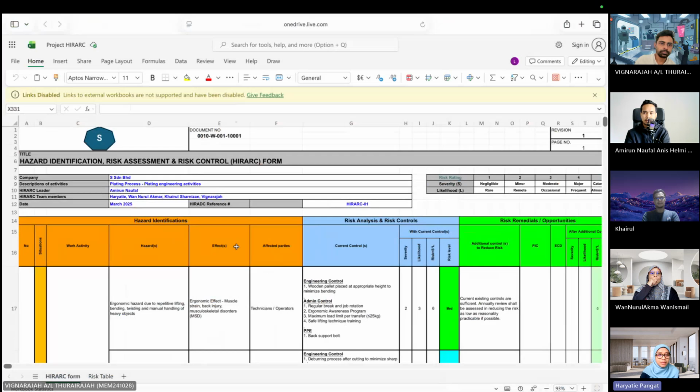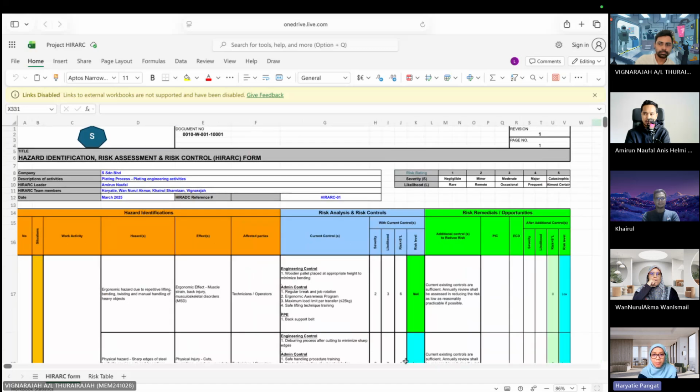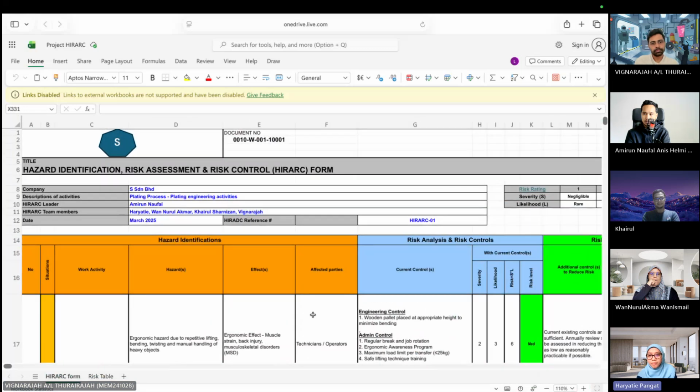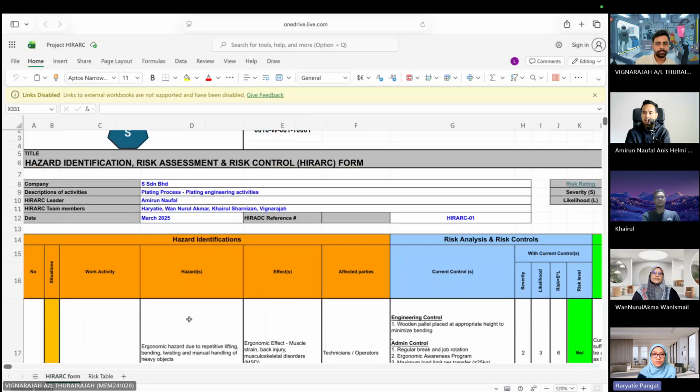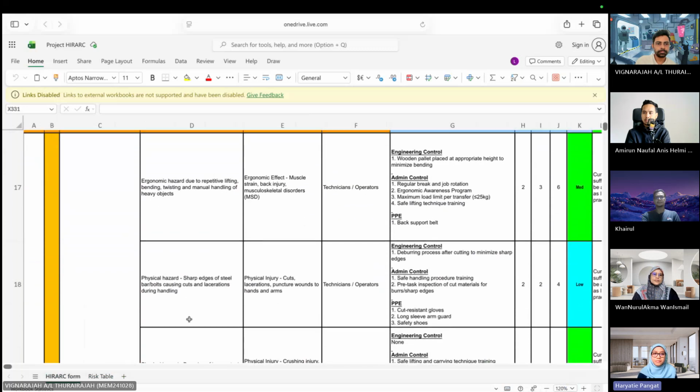So we have the routine situation with identified work activities. We also do the hazard identification, where we put what the hazard is, the effect, and the affected parties. We also conducted risk analysis and risk control, where we put the severity, likelihood, and also identify the risk level. So these are all the high ranks that we assessed throughout this project.